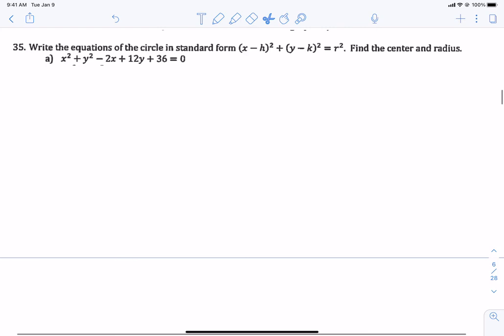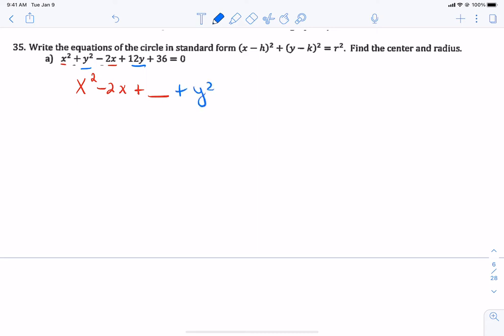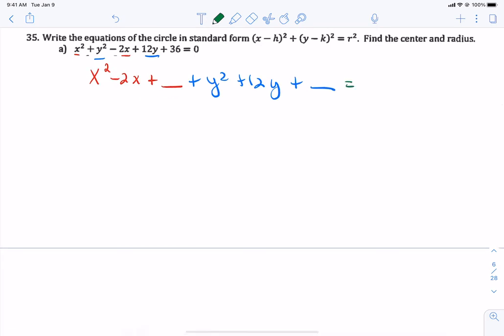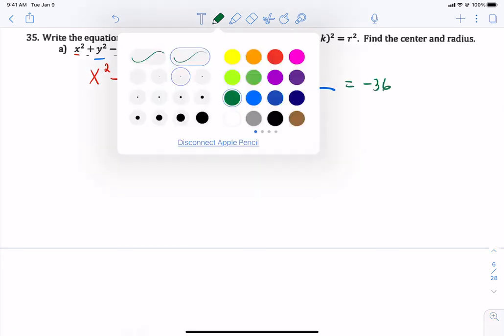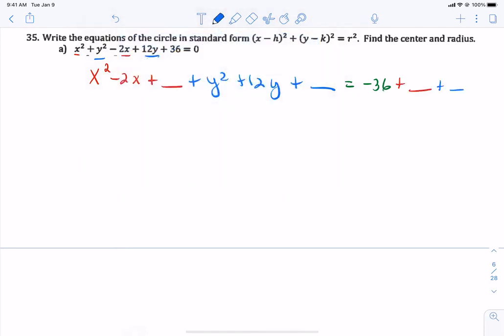So here's where, unfortunately, we have to complete the square. Now, the way that I do this is I write the x's together, which are these two, and then I put a blank. Then I write the y's together, and then I put a blank. And then I'm going to take any number that I see. The only number I see is 36. I'm always going to take it to the other side, change its sign, and put a blank for the x's and a blank for the y's. Okay. Now, I'm just kind of getting it ready.